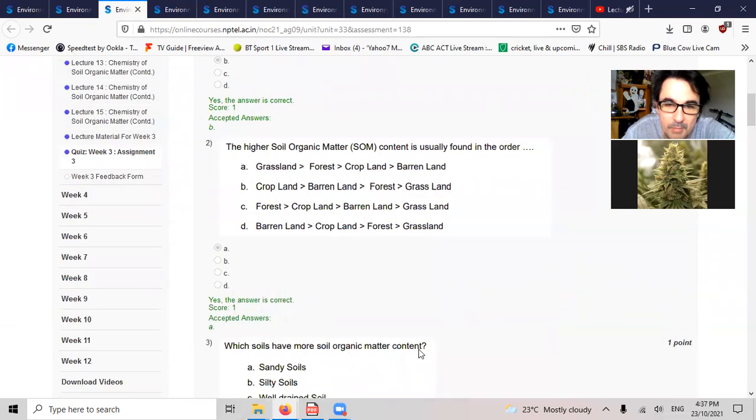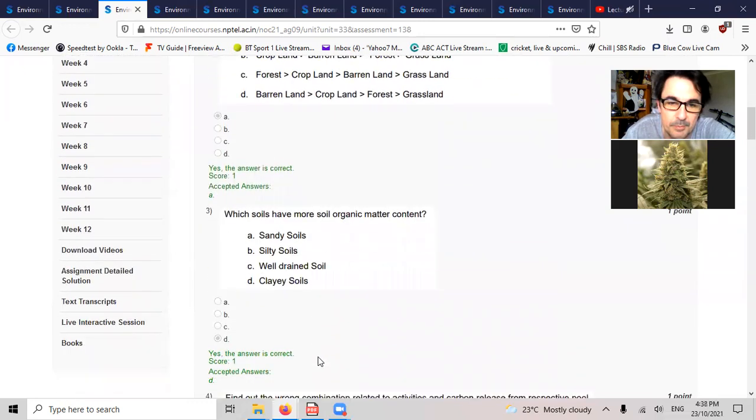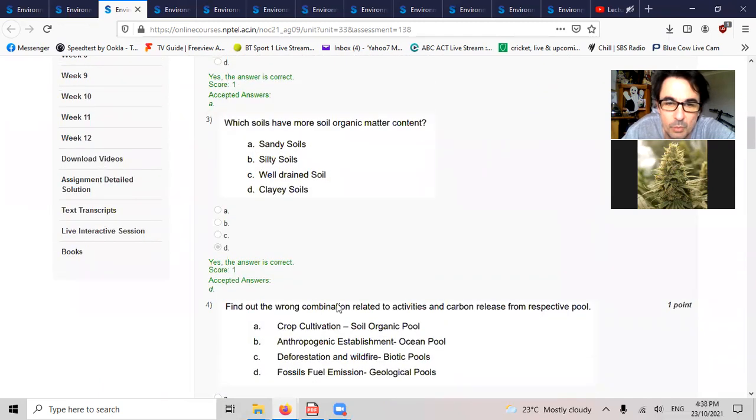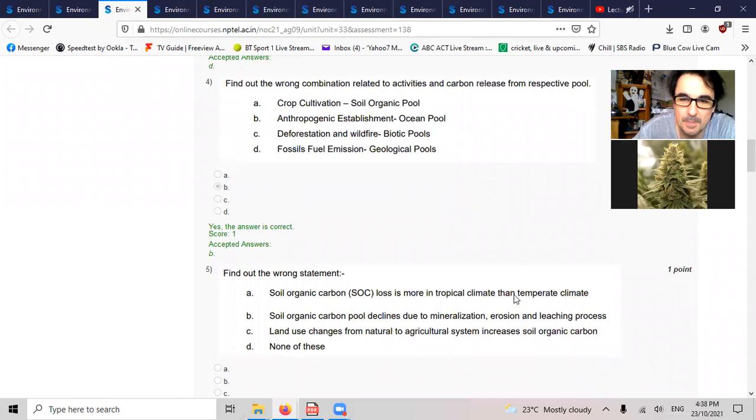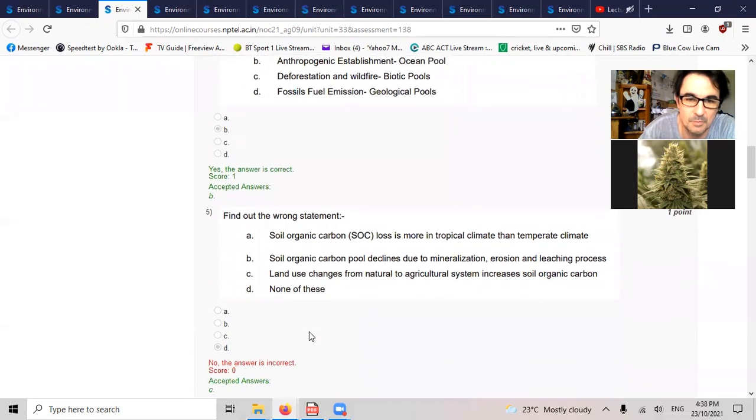Which soils have more organic matter content? That's pretty simple. Find out which wrong combination related to activities of carbon and release of it, which pool. Well, that's not a very good one. B, find out the wrong statement. Land uses from natural to agricultural increased soil organic carbon. I wouldn't think so. C. C or D? I would say C.